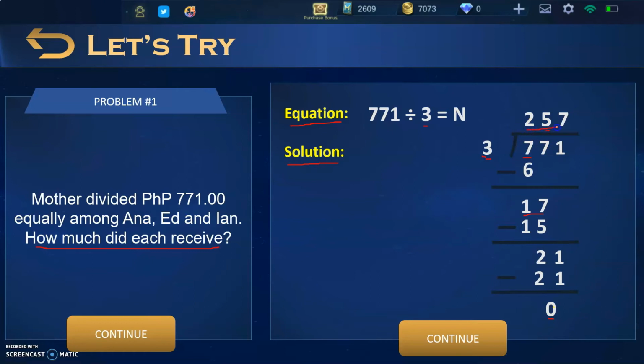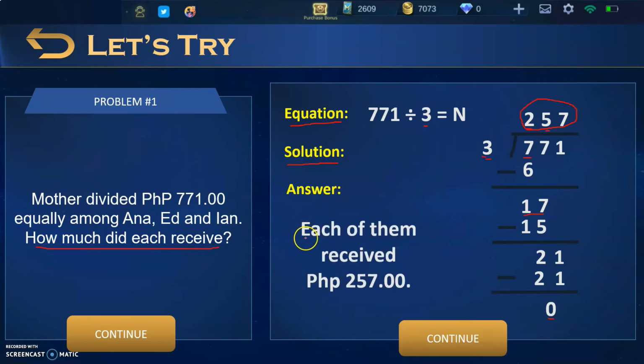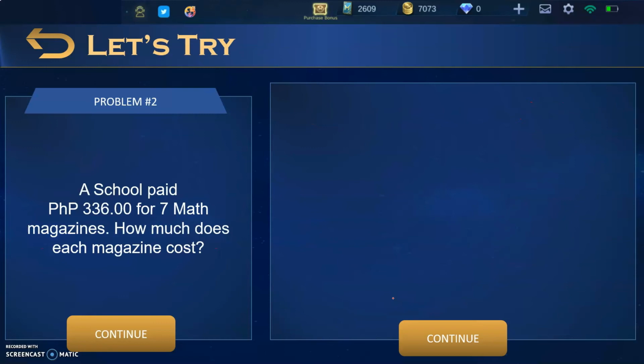Our answer is 257. And our final answer is each of them received 257 pesos. Okay? So next, another story problem. A school paid 336 pesos for 7 math magazines. How much does each magazine cost?